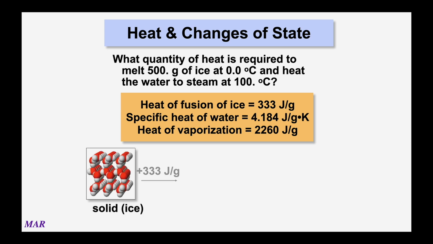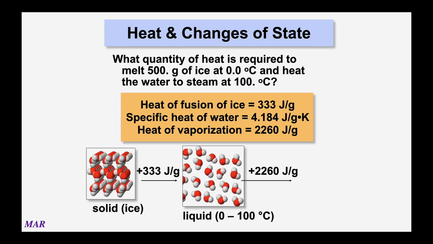And finally, the heat of vaporization, the energy required to turn liquid water into gaseous water, is 2260 joules per gram. So in this problem, we're going to take solid ice and heat it up to turn it into a liquid. It's going to take 333 joules per gram of ice to turn the solid into a liquid. Then we're going to heat the liquid from 0 to 100 degrees. That's going to be a Q equals mc delta T problem. And finally, with our liquid at 100 degrees, we're going to turn it into gas, steam. It's going to take 2260 joules per gram of liquid water to turn it into steam.